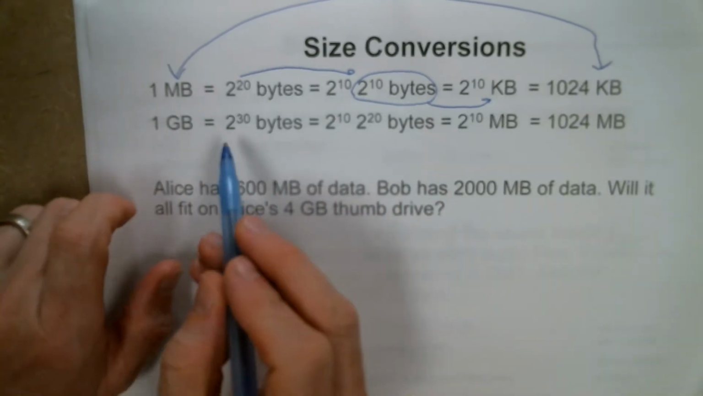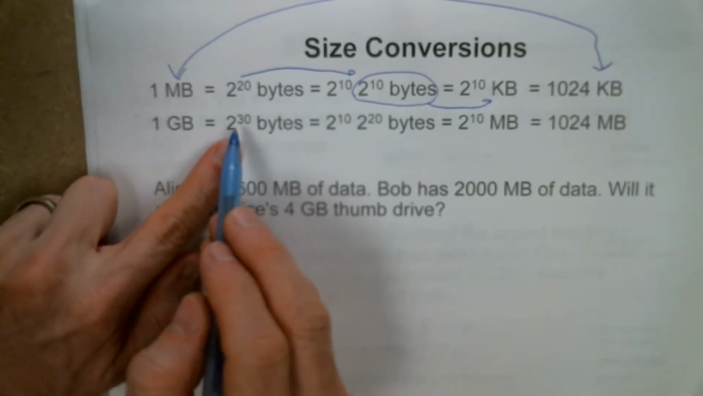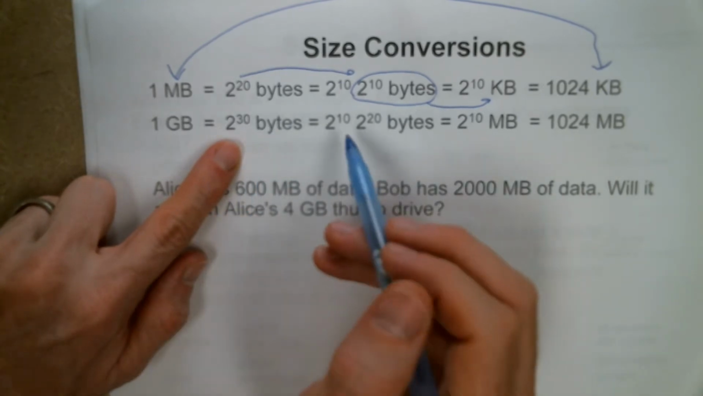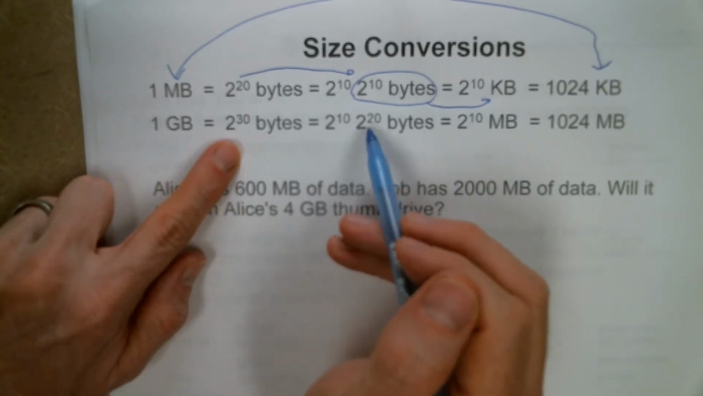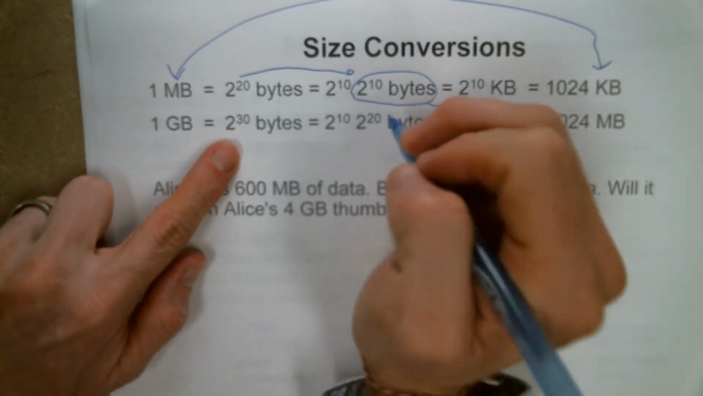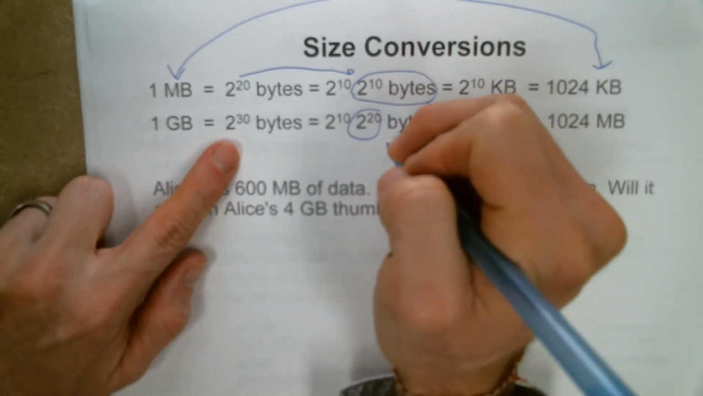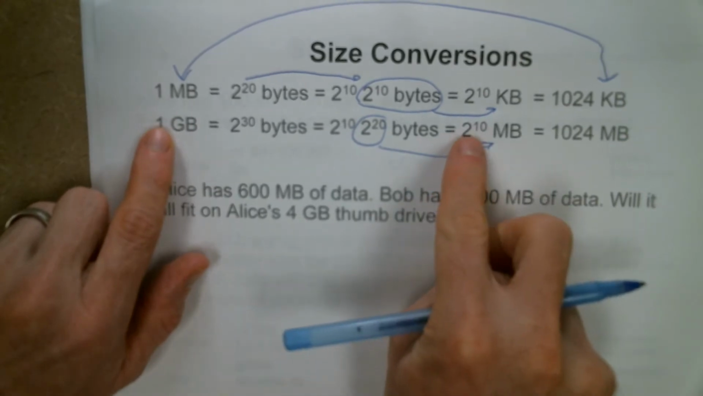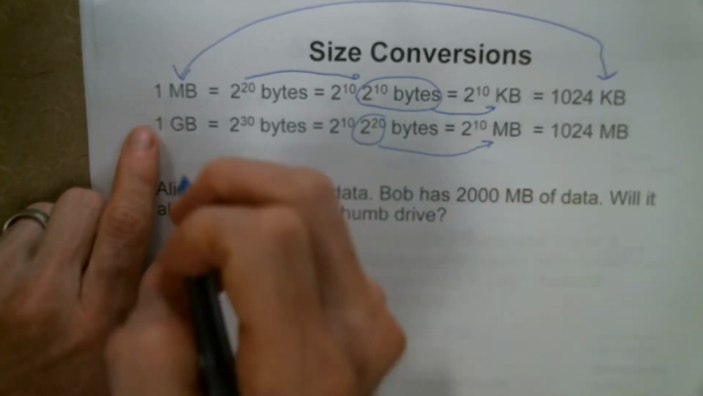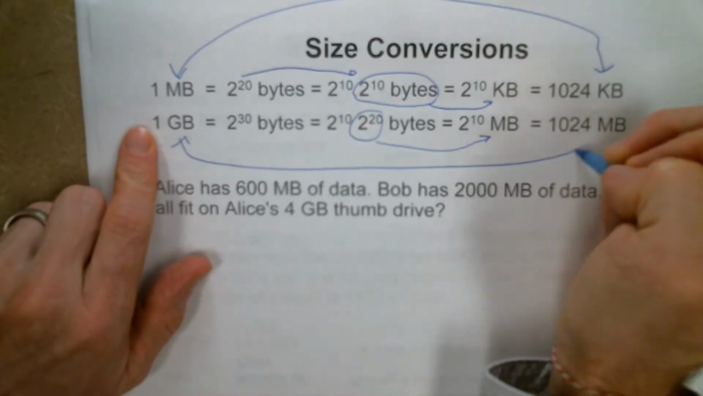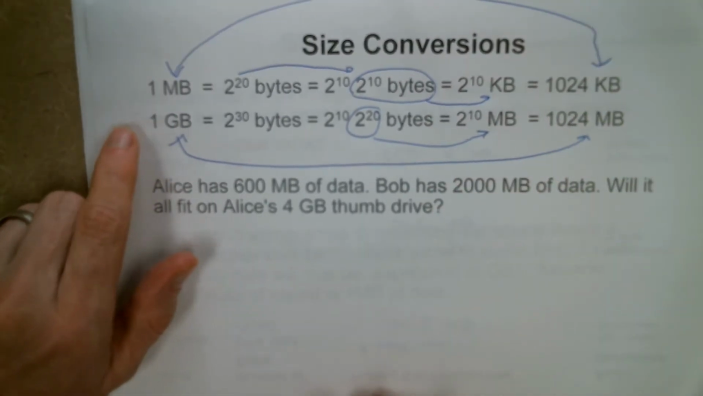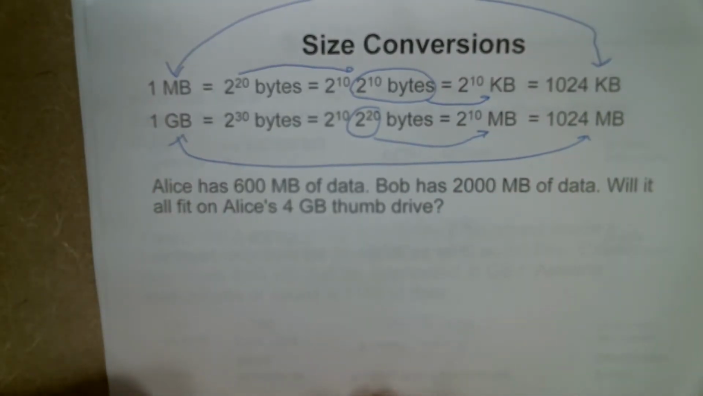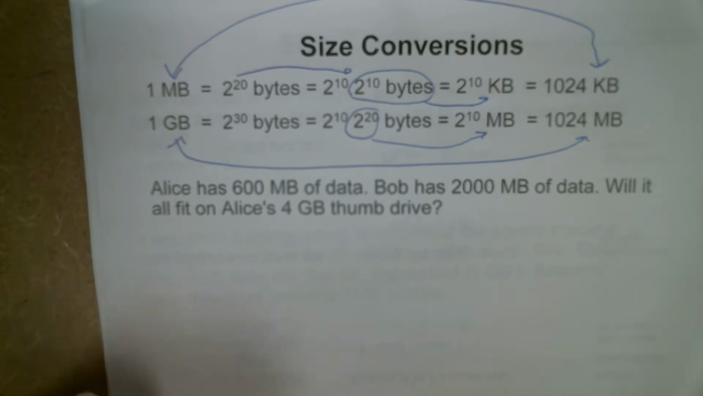And I could do the same sort of thing for gigabytes. Technically, it's 2 to the 30th bytes. I could break that down as 2 to the 10 times 2 to the 20th. And I know that 2 to the 20th is really a megabyte. So a gigabyte is 2 to the 10 megabytes, or 1024 megabytes. And we're going to use these to run through our conversions. These are going to look a lot like the conversions that you probably did in chemistry.